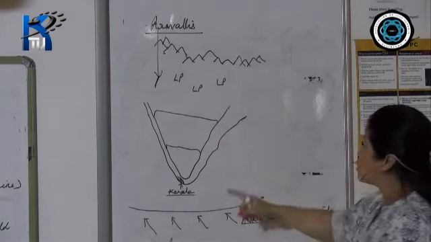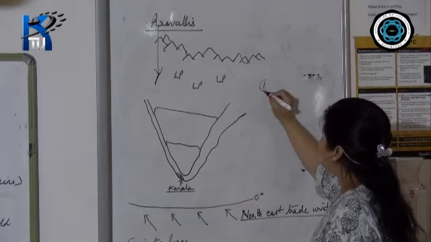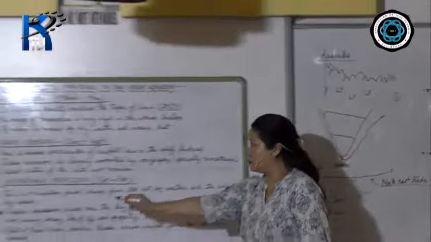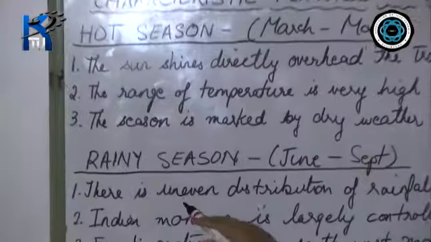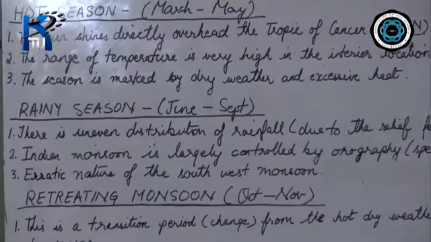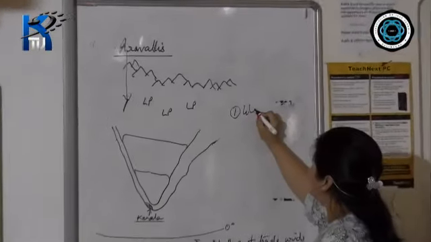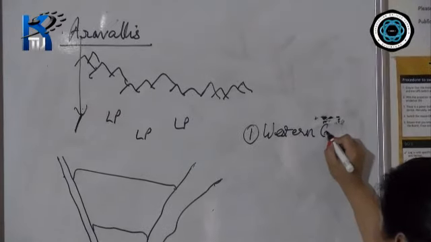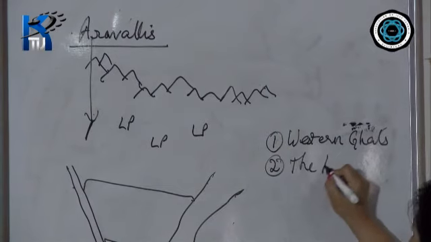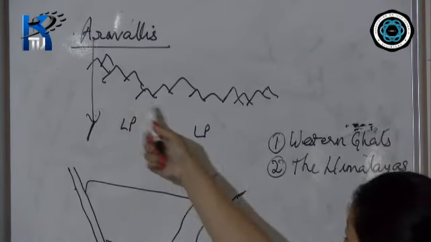Now there are two factors, two relief features. Remember this, mark it down. The two relief features play a very important role in the uneven distribution of rainfall. This is one of the characteristics. Here, number 1 is the Western Ghats, and number 2 is the Himalayas. That is right up here.